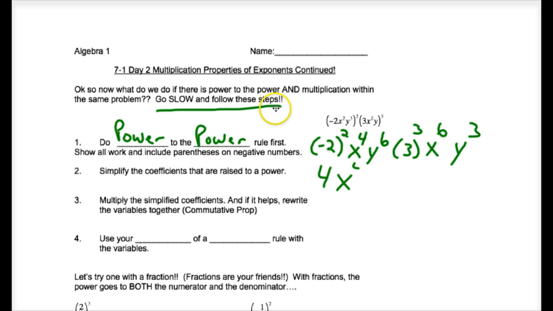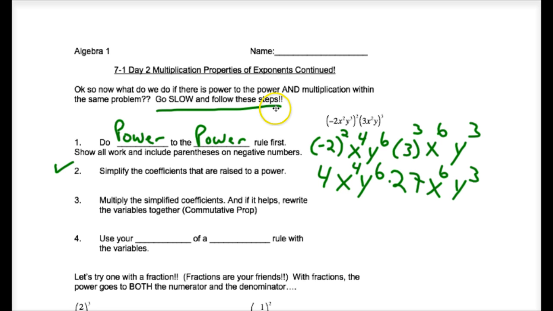Okay? Oh, I just have x to the 4th, y to the 6th, times, okay? You guys know, I would put 3 cubed in the long-term memory. 27. You can use your calculator or start remembering that. x to the 6th, y cubed. Okay? That was step 2. Simplify the coefficients that are raised to a power.